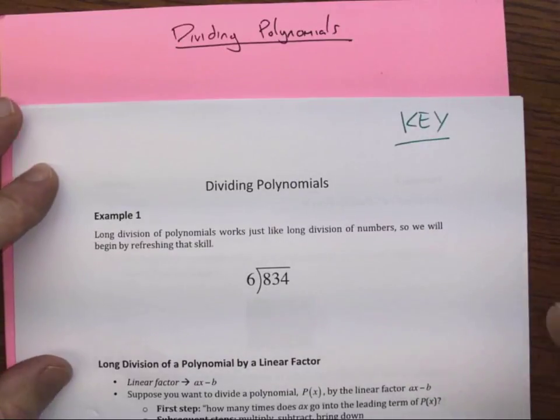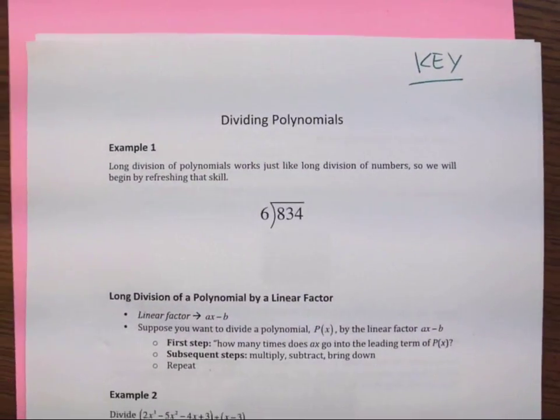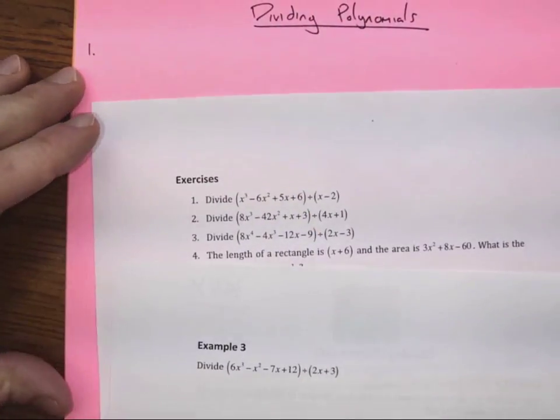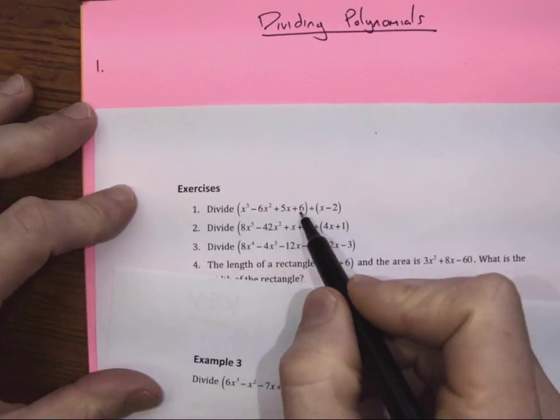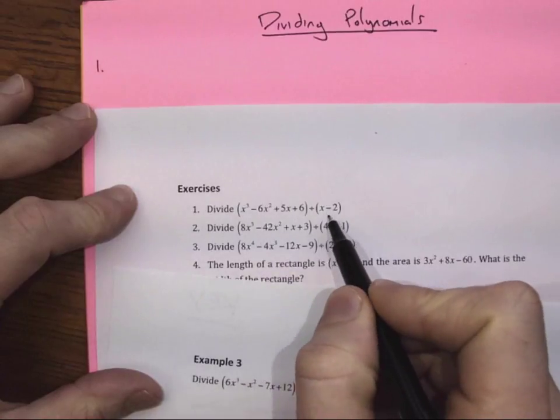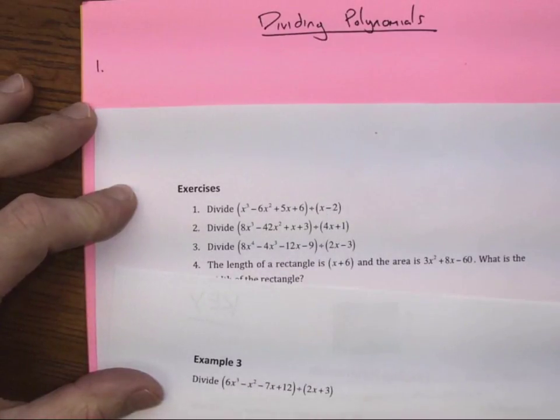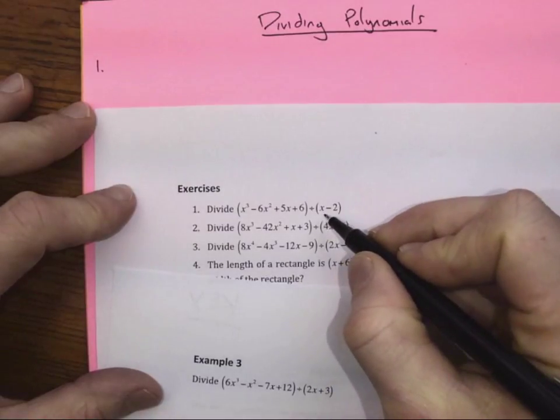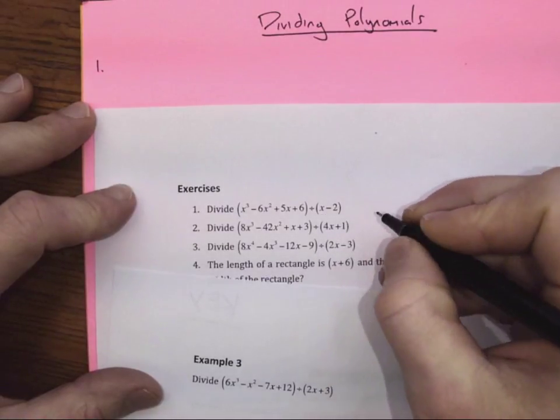Let's get into this. So, with every polynomial, we need to divide by some other binomial. We're going to set it up just like we would a regular long division question.